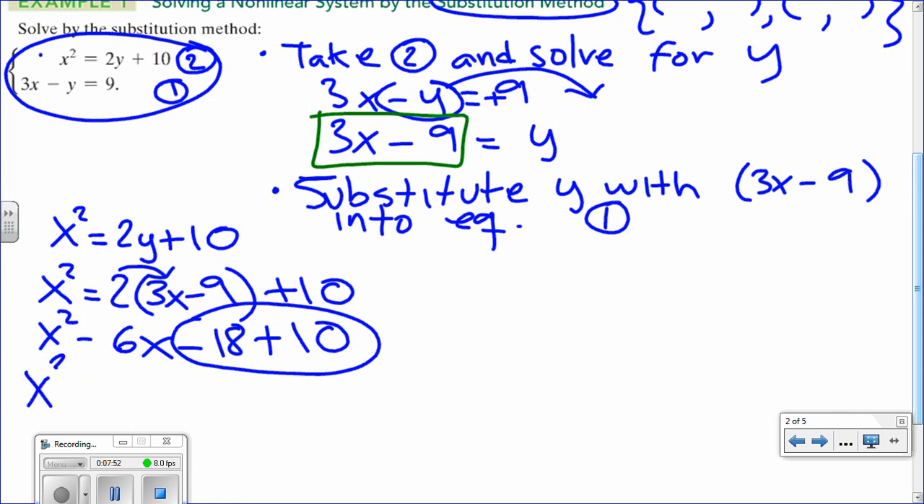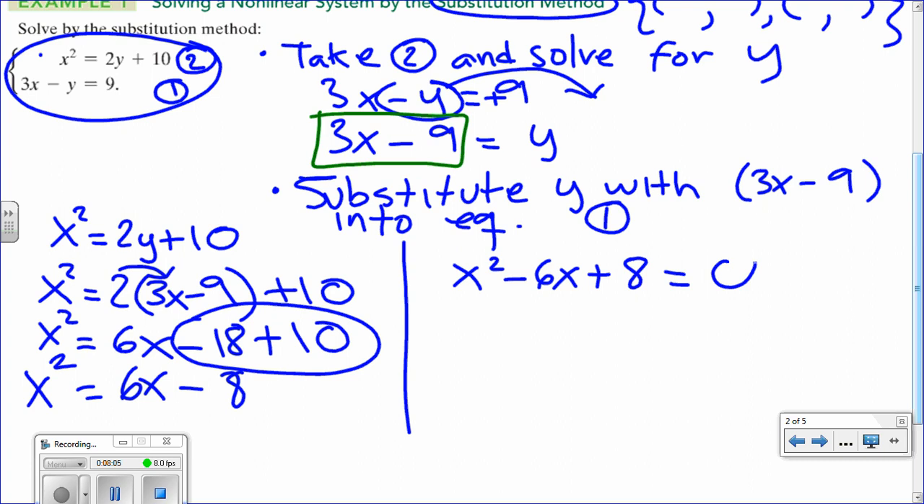So we have x squared is equal to 6x minus 8. If we turn one side to 0, x squared minus 6x plus 8 equals 0. Yes, very good. And then we hope we can factor, right? So let's do that.